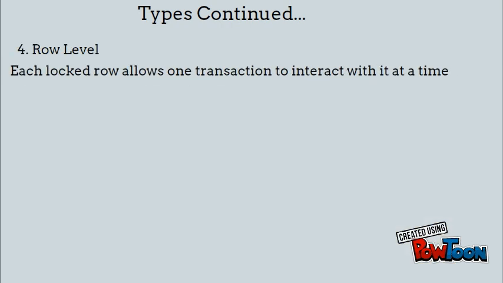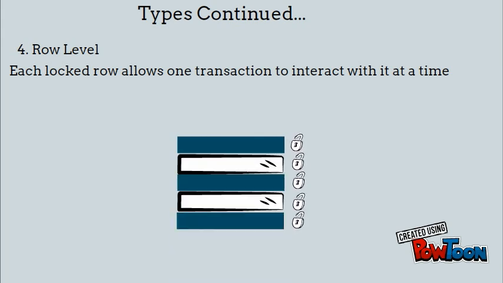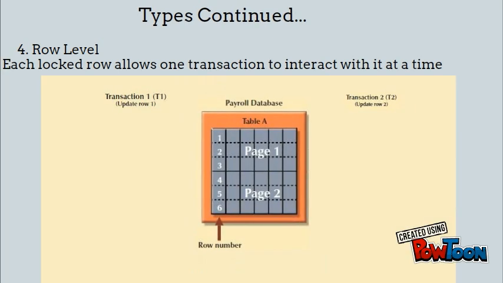Row level locking. Row level locking allows concurrent transactions to perform operations on the same table as long as the rows are different. Row level locking is less restrictive than the previous levels of locking. T1 requests row 1 and T2 requests row 2. Both requests are granted and both rows are locked. Once operations are complete, both rows are unlocked.